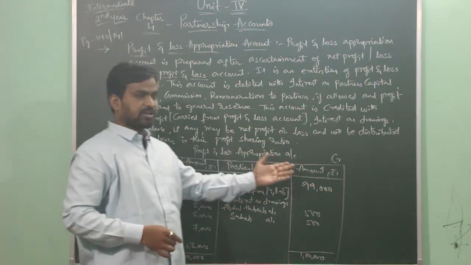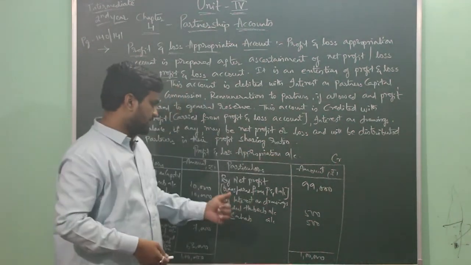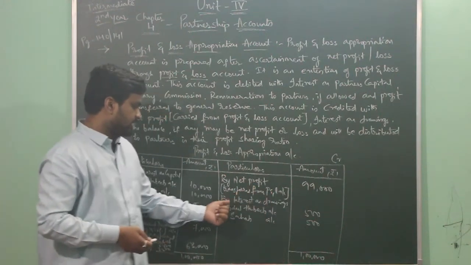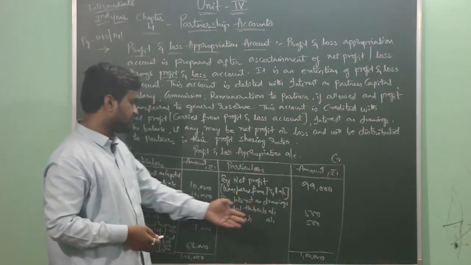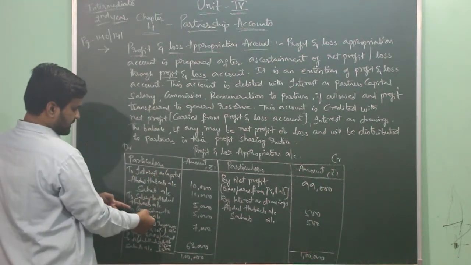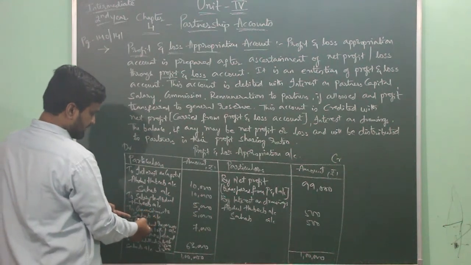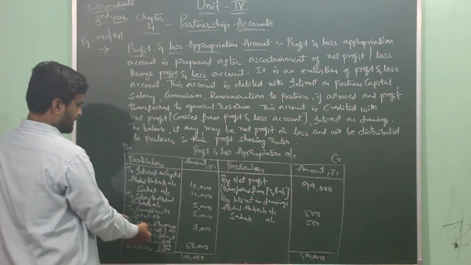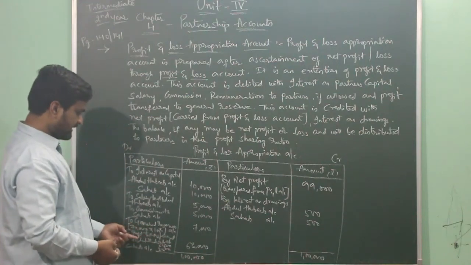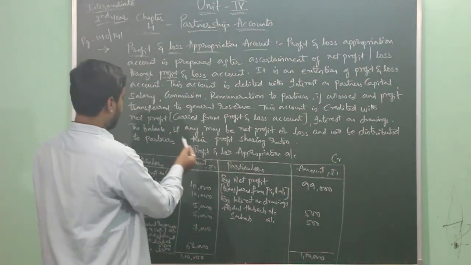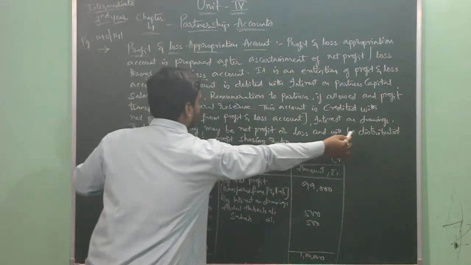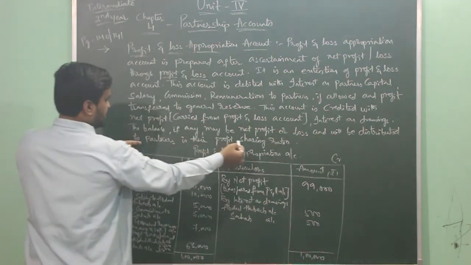Profit and loss appropriation account will always be credited with these two items. One is net profit which we have carried from profit and loss account and another one is interest on drawings. Then it will be debited with interest on capital account, salary or commission or any other remuneration which is to be paid to partner, then any amount of profit which we are transferring to general reserve. Then the balance amount which is left out will be, इसीलिए यहाँ पे लिखा हुआ है देखिए, the balance if any may be net profit or loss and it will be distributed to partners in their profit sharing ratio.